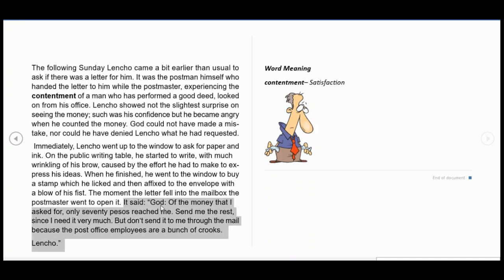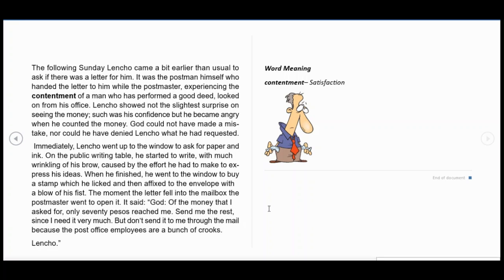He writes to God. He says, God, I asked for 100 pesos, but only 70 pesos have reached me. That next time onwards, he is now requesting God that please don't send money through mail. The post office employees are a bunch of crooks. They are thugs. They are thieves. So he thinks that the post office employees have stolen the remaining 30 pesos from his envelope.